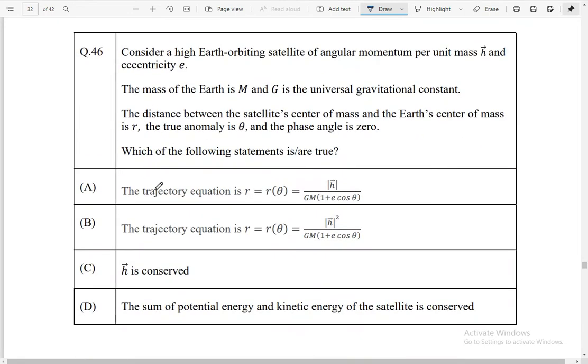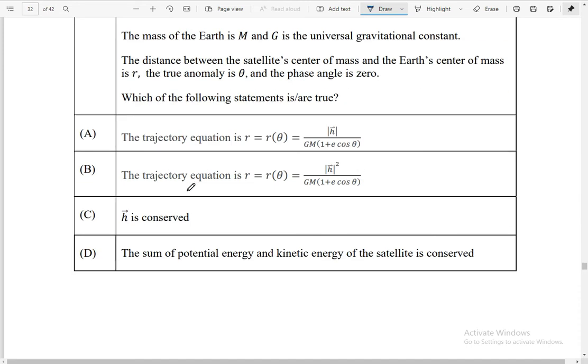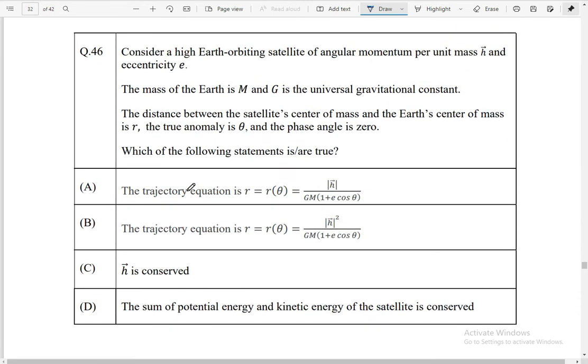Consider a high Earth orbiting satellite of angular momentum per unit mass h and eccentricity e. The distance between the satellite center of mass and Earth center of mass is r, the true anomaly is theta, and the phase angle is 0. Which of the following statements are true?